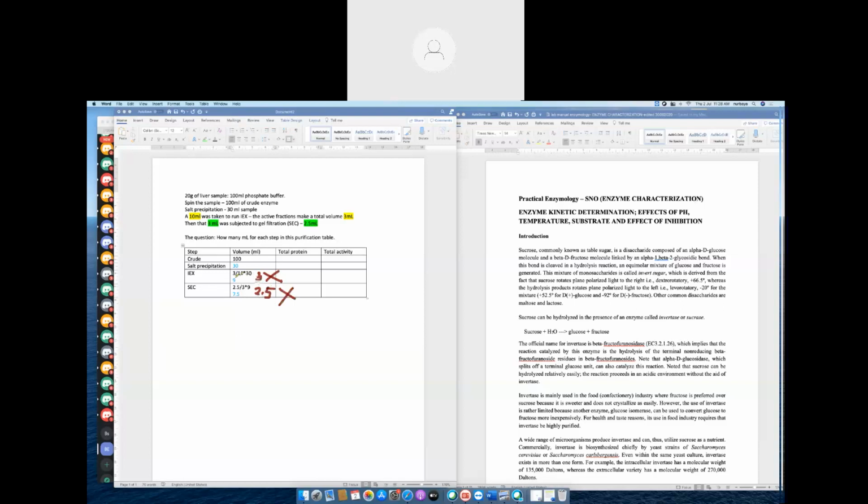Because 3 mil is only for the 10 mil sample. 2.5 mil is for the 3 mil sample based on the previous one. So at least if the volume for each step is correct, that means whatever step, the fold of purification, the specific activity, and the yield will be correct, because the total protein and total activity will be calculated based on this area.